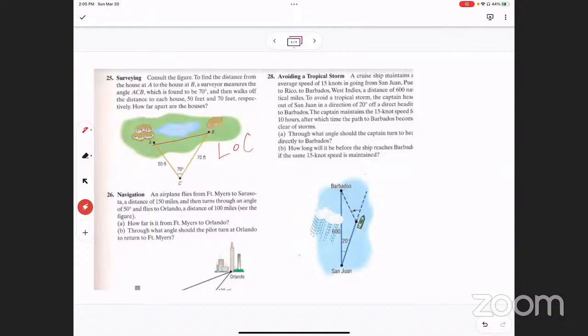So assuming Google is correct about that, 15 knots for 10 hours, that would mean this distance here is 172.6 miles. Does that sound right? Yeah.